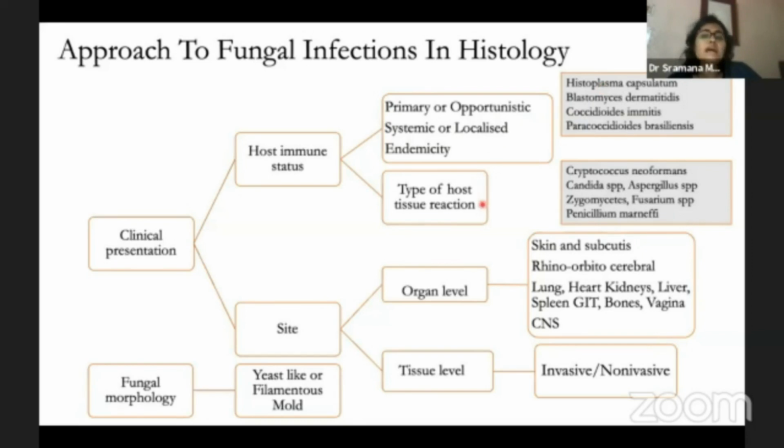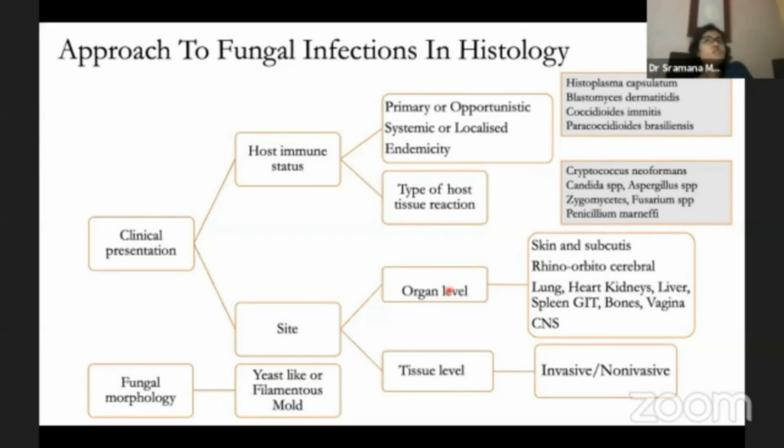Now, the next thing that helps a pathologist to come towards a clue as to what fungal species is involved is the type of tissue reaction. What do we mean by type of host tissue reaction? It is whether the fungus is able to mount an inflammatory response or not, which is guided by the immune status of the patient, and what kind of inflammation we see. The site, at the organ level, gives us another idea.